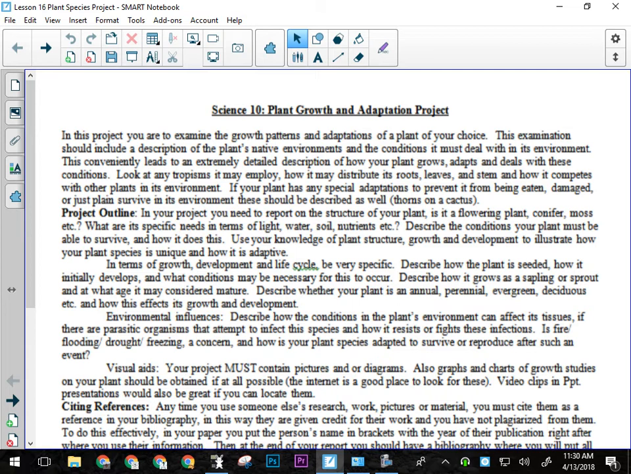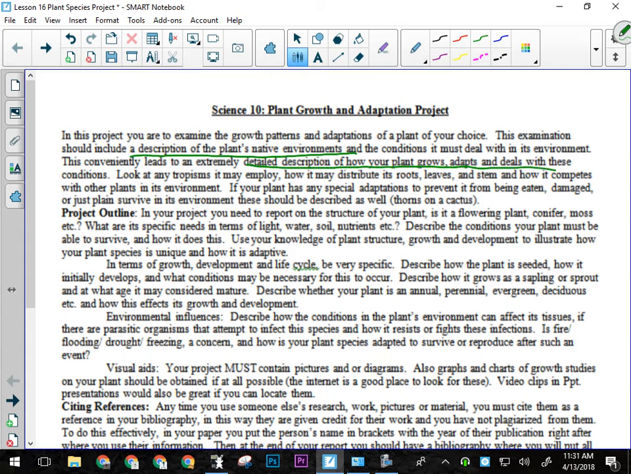Okay, all right. So it should include a couple of things. First off, it should include a description of the plant's native environment. What conditions does it experience in that environment? Does it live in the desert, or does it live in the tundra of the Arctic? What are the conditions there that it has to endure or be adapted to? What you'll talk about then, once you talk about the environment, is how is it adapted to that? So how does your plant grow? A detailed description of how your plant grows, adapts, and deals with those conditions.